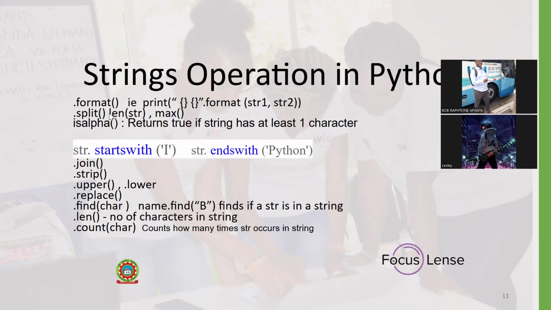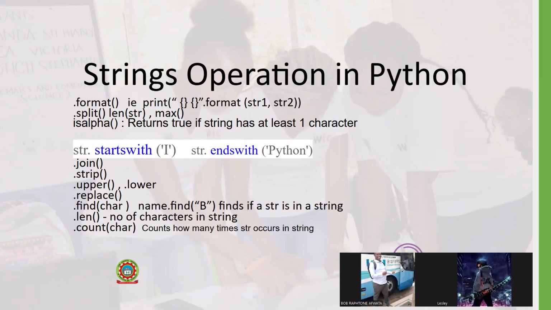So these are the string operations, meaning what you can do with strings. You can format. For example, we looked at how, if you print, you use these curly brackets and then say dot format, then string one, string two, and you can have as many strings. Then we want to learn about len and max. We will be doing this practically, then you'll know.